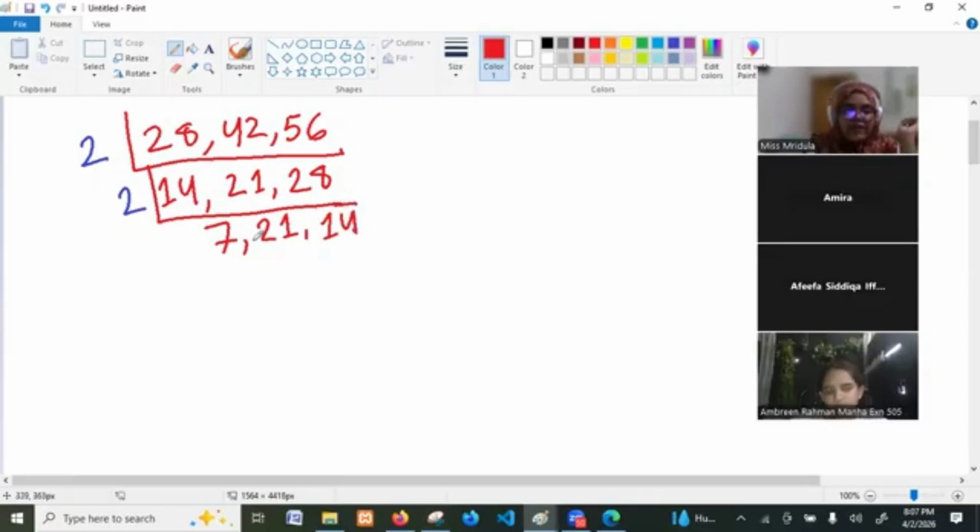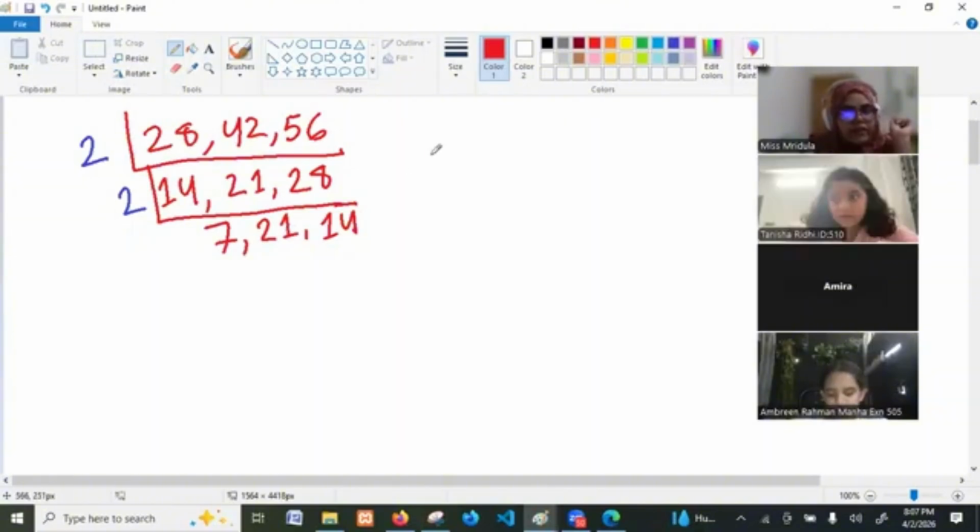Now you can see 7, 21, 14. Only 1 is even, so 2 is out of the question. Now, if we take 3, only this will go and the others will not go. So can you tell a prime number which will be divisible by all these 3? 7. 7. Very good. So we will be, I'm changing the color at the wrong time. So this is it.